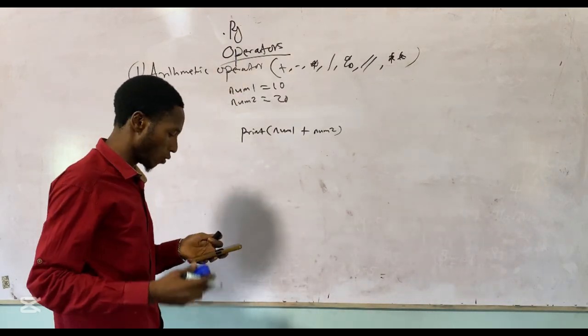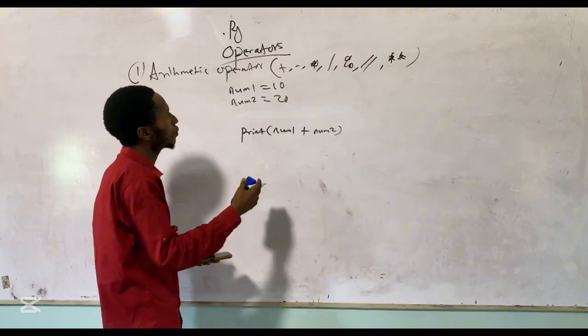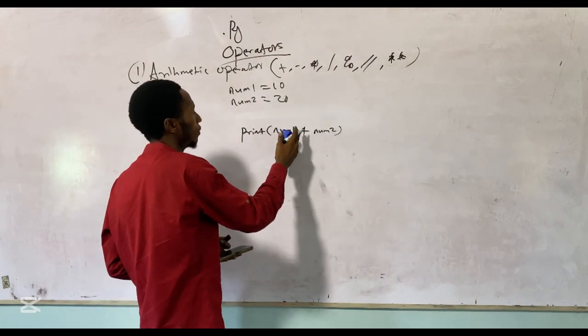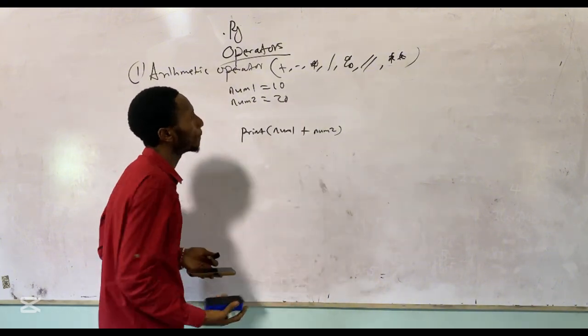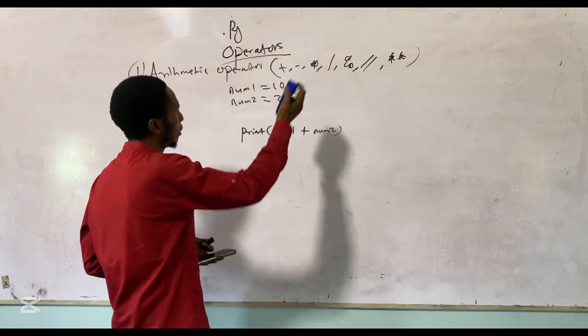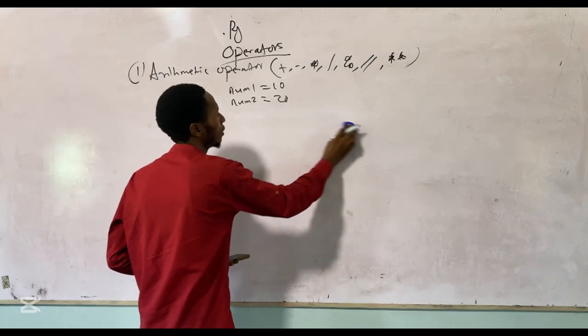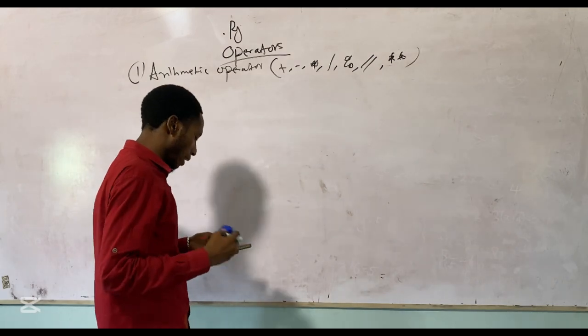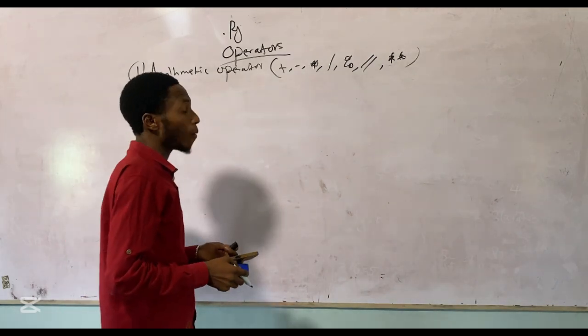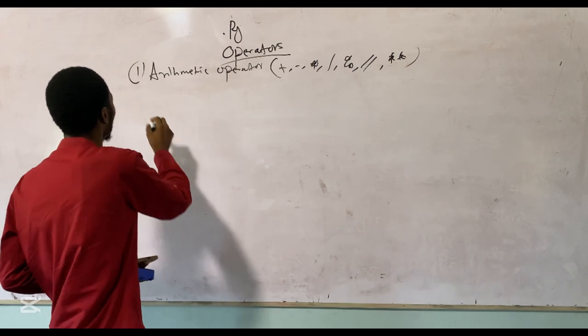This is a little on arithmetic operators. You can substitute this addition with subtraction. You can substitute that with multiplication. You can try the other arithmetic operators as well. Then we have the comparison operators.